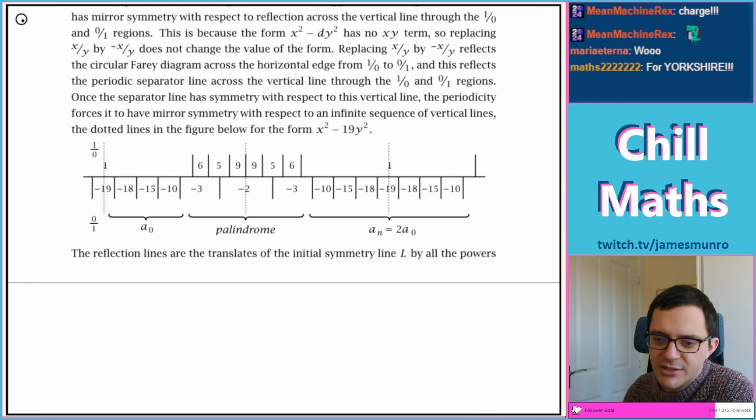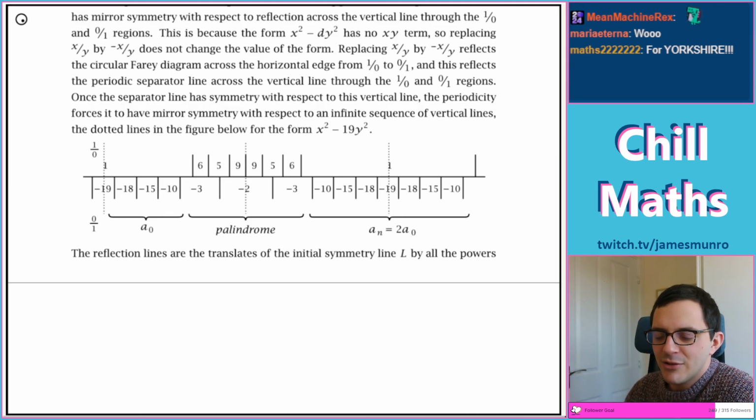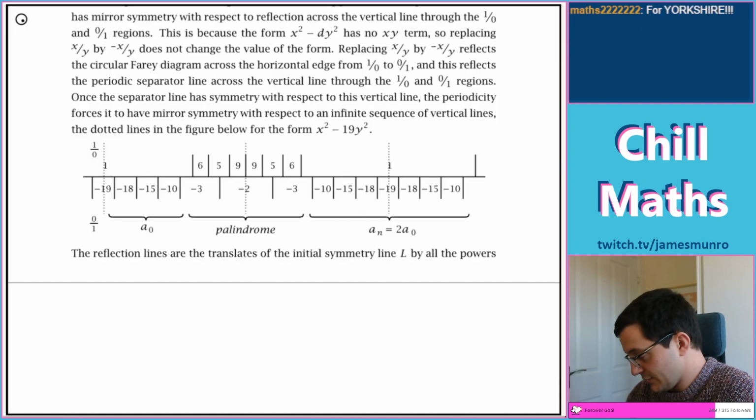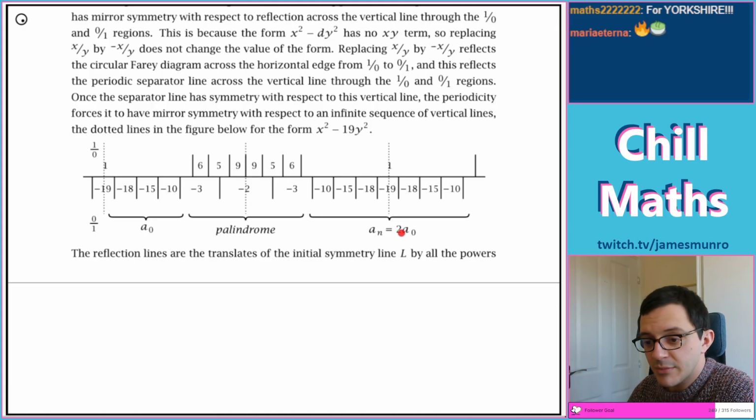This is going to turn into a very tidy proof, isn't it? Once we know it's periodic, which we haven't done yet, but once we know it's periodic, then the continued fraction part of the square root of a non-square is going to have to be periodic and have that sort of extra number at the end, which is twice the number at the very front. Yes, right, for Yorkshire.